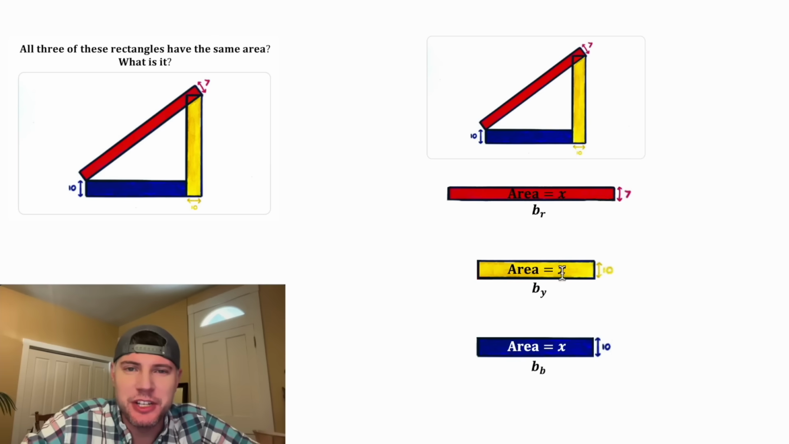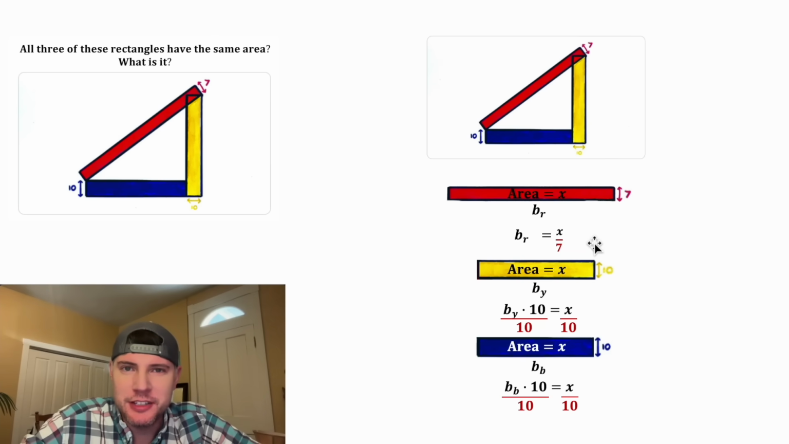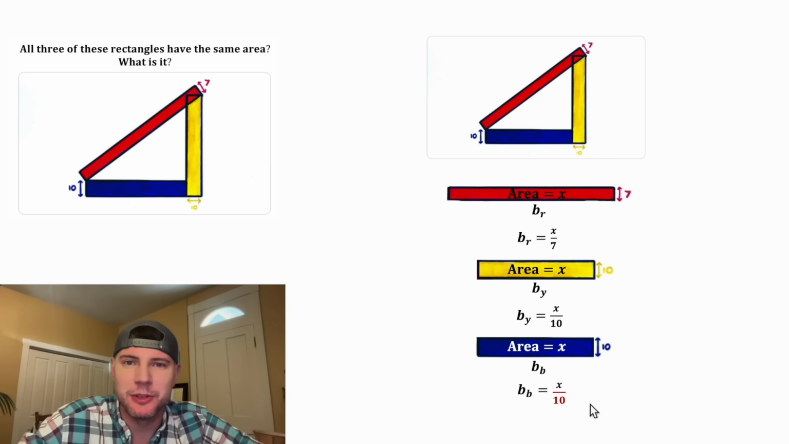And now we can write equations for each of these areas. They're all going to be base times height equals X. And then we can divide both sides of this equation by 7, both sides of this equation by 10, and both sides of this equation by 10. And that'll leave us with b sub r is equal to x over 7, b sub y is equal to x over 10, and b sub b is equal to x over 10.